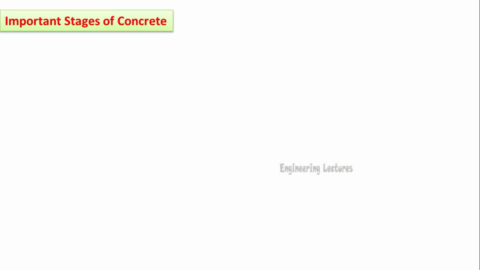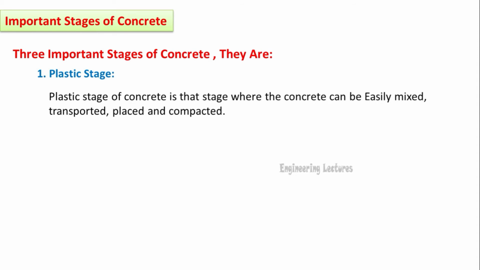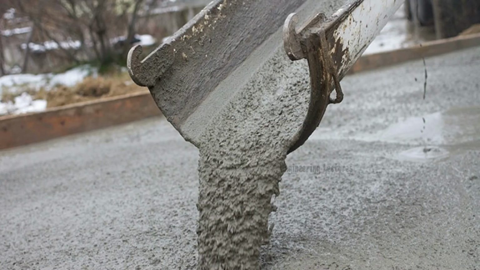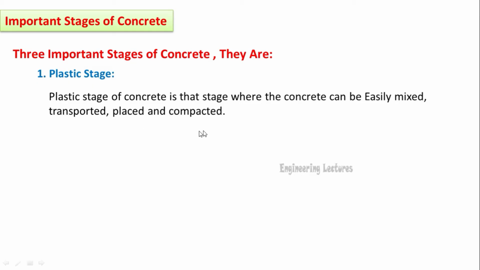Now let's see the important stages of concrete. There are mainly three important stages of concrete. First one is the plastic stage. The plastic stage of concrete is that stage where the concrete can be easily mixed, transported, placed and compacted. So this is nothing but freshly mixed concrete.